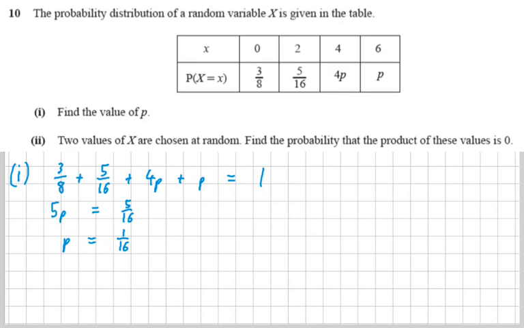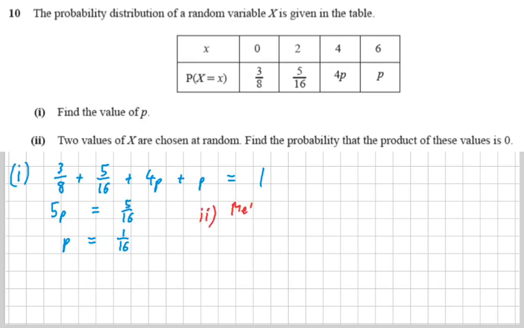Great. Okay, part 2. Two values of big X are chosen at random. Find the probability that the product of those is 0. Well, first, just note what that means. If the product of two values is 0, then at least one of them is 0. So one of them is 0, or the other one is 0, or both of them are 0.